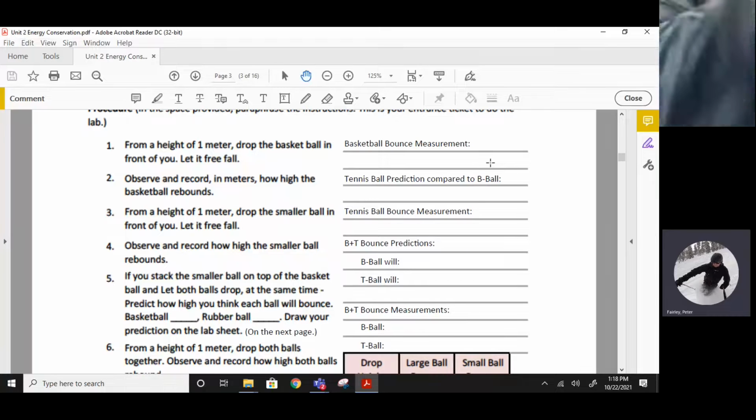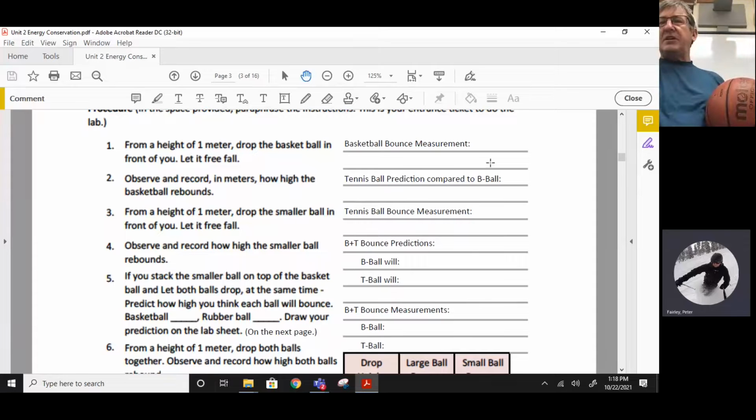Then we did a combined one. And notice here where it says B plus T bounce predictions, basketball plus tennis ball. When it says plus, I'm talking about dropping them simultaneously with the tennis ball balanced on top of the basketball like this. And I showed that in the other video. Much to my surprise, when I first did this, the tennis ball went flying.